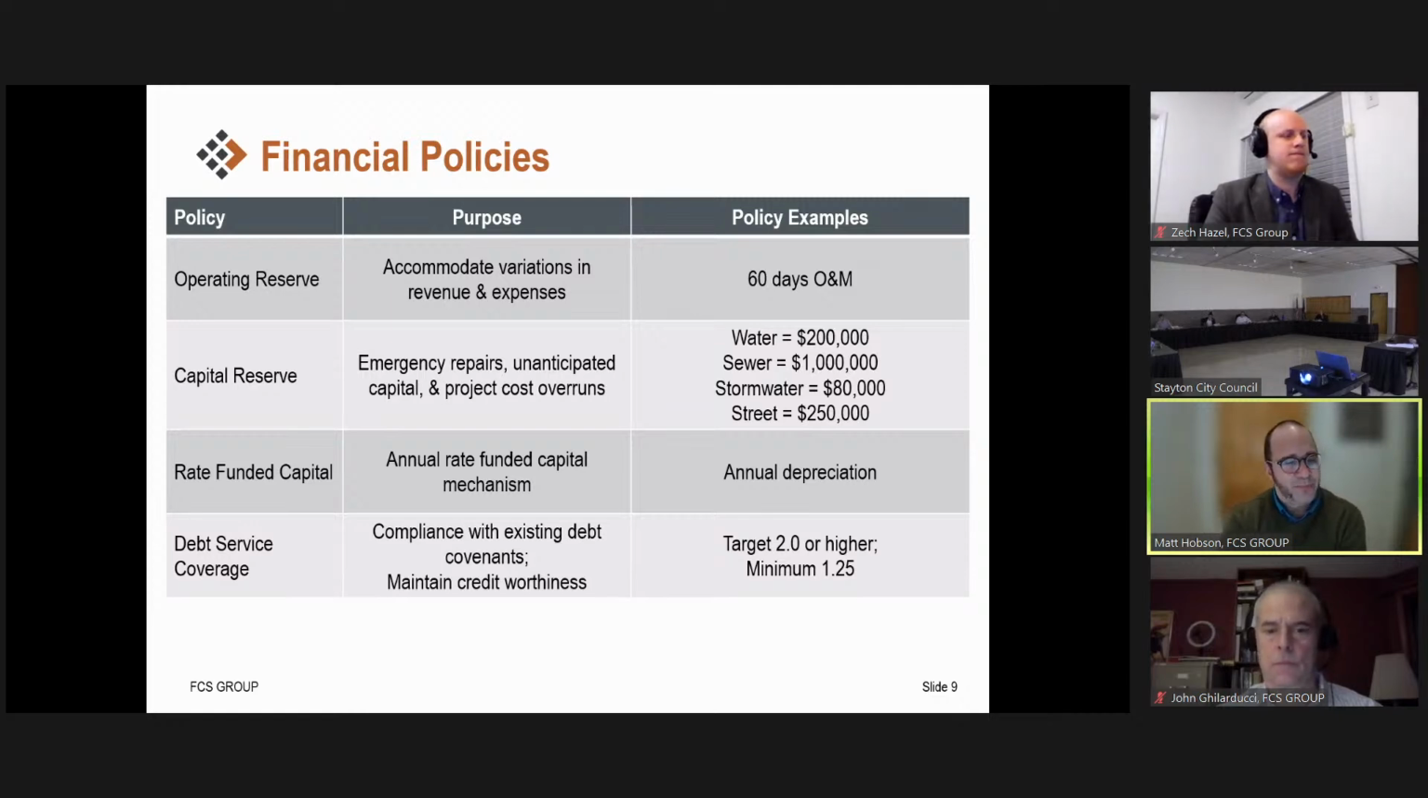Rate funded capital refers to annual rate funding that we are using to cash fund the capital program. Best practice includes setting aside money on an annual basis to at least recover the cost of depreciation, and that's the target you'll see in the rates today. And then finally, while not applicable to any existing debt the utilities owe, any future debt, if it is a revenue bond, we are assuming a debt service coverage requirement of meeting debt service times 2.